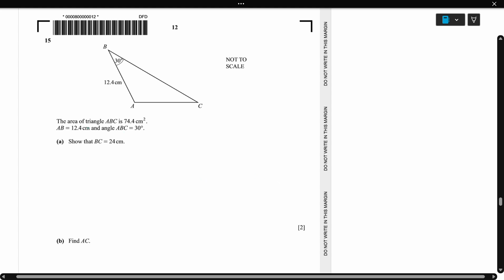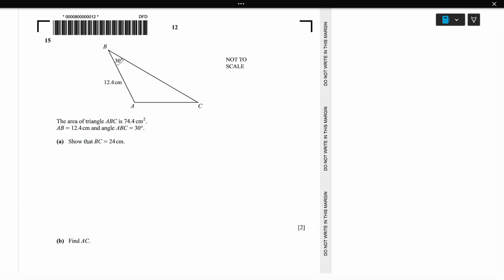Okay, the area of triangle ABC is given. The entire area is given. So AB equal to 12.4 and angle ABC equal to 30. Show that BC equal to 24. Sorry, this is 24.